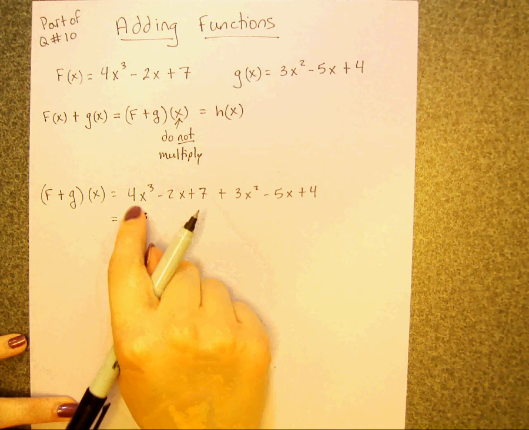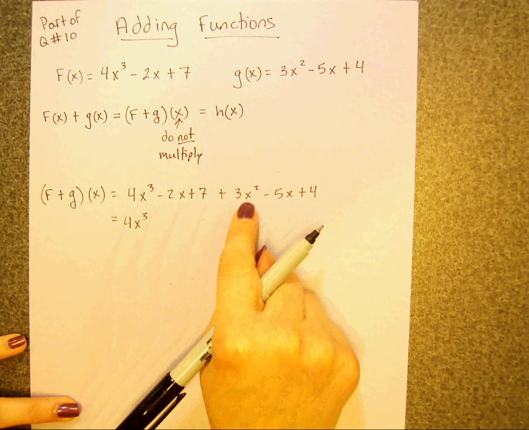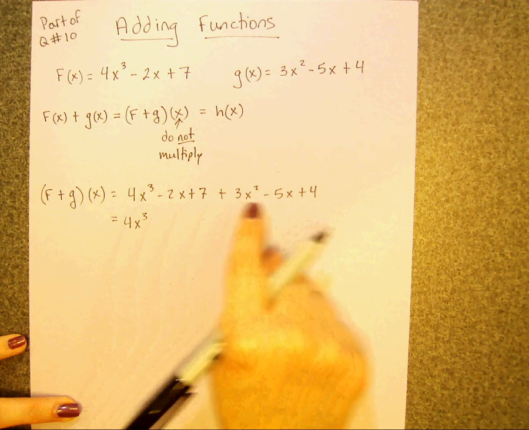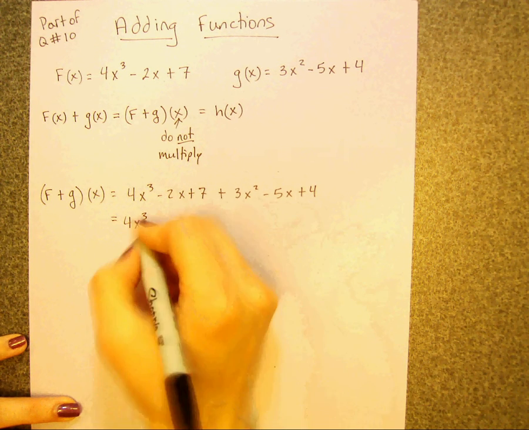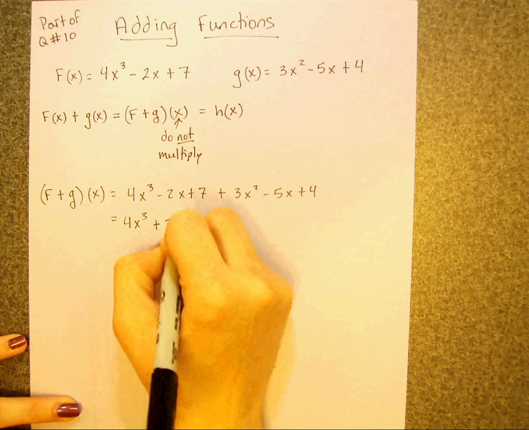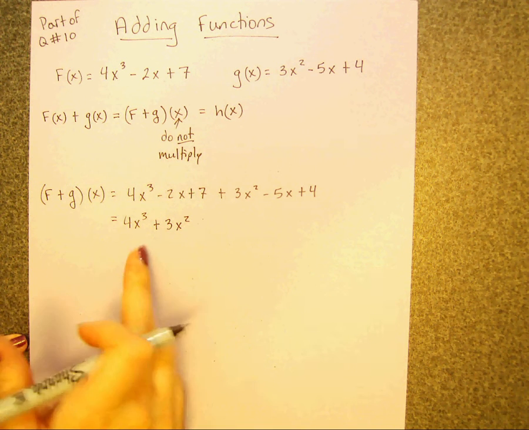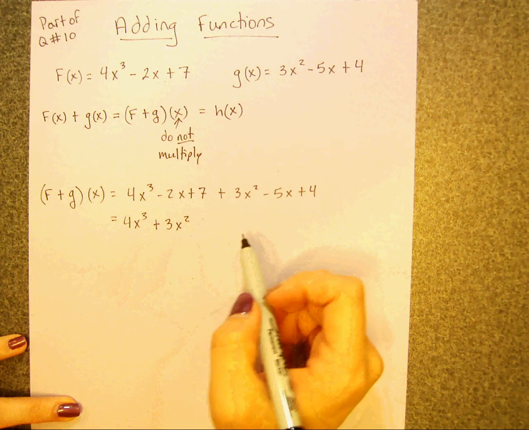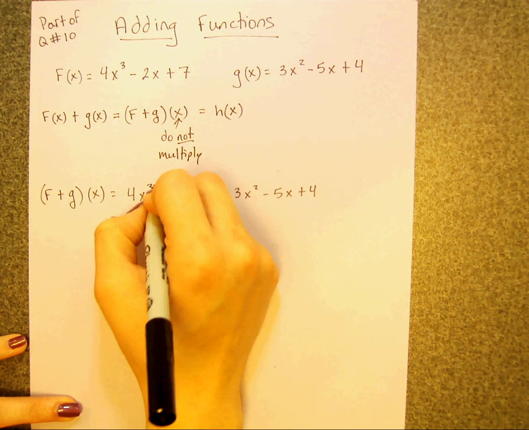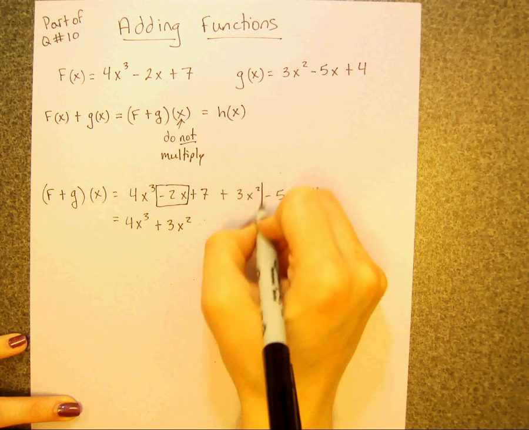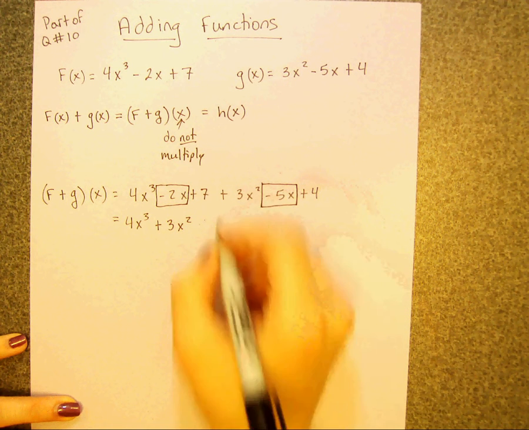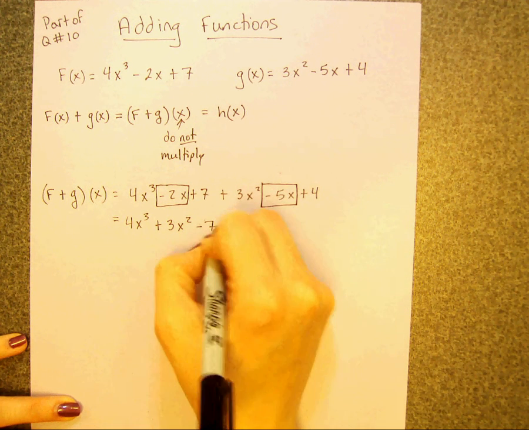Now I'm going to go through. I have an x squared. It's the only term that has an x squared, so again, I'll just write it down, and it is positive. So I have plus 3x squared. I have x cubed, x squared, so now I'm looking for plain x's. I have negative 2x minus 5x. So negative 2x minus 5x gives me negative 7x.